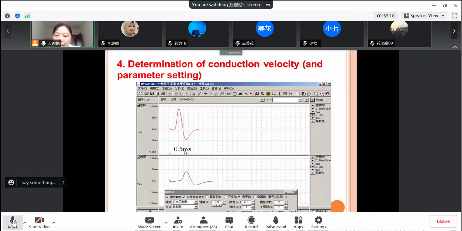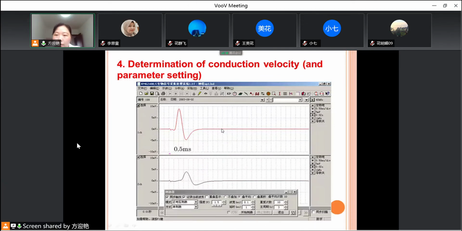Do you understand? Because we have known that we can set the recording speed, and then this one case means equal to 0.5 microsecond. Yeah. Can you understand?